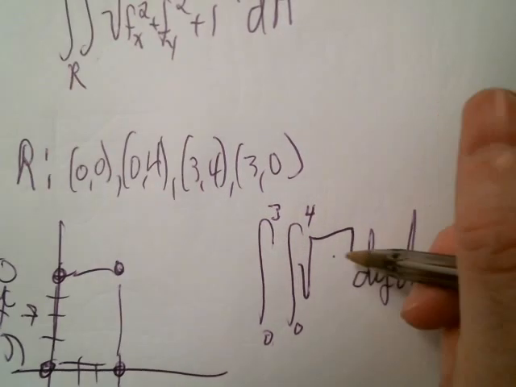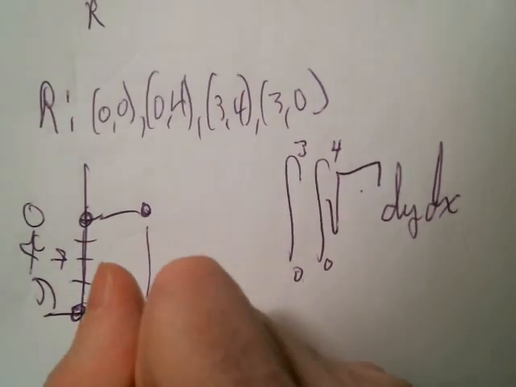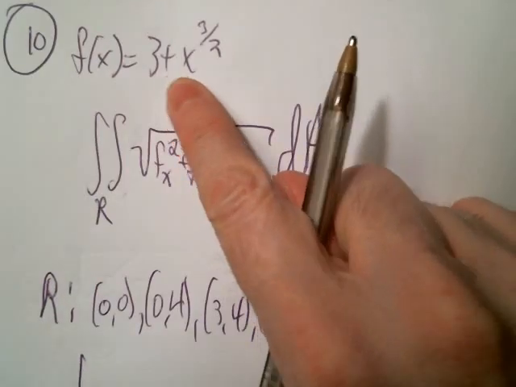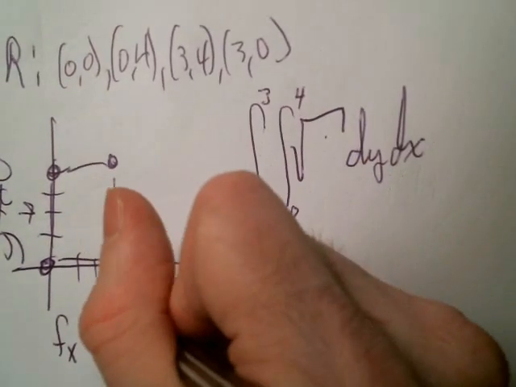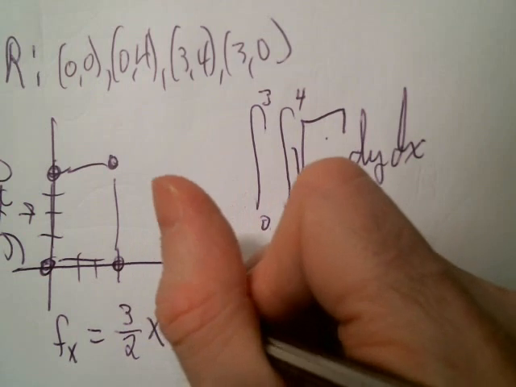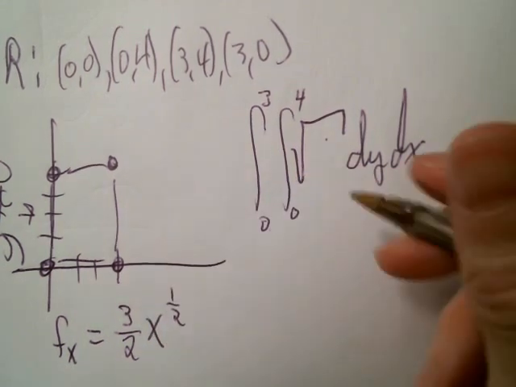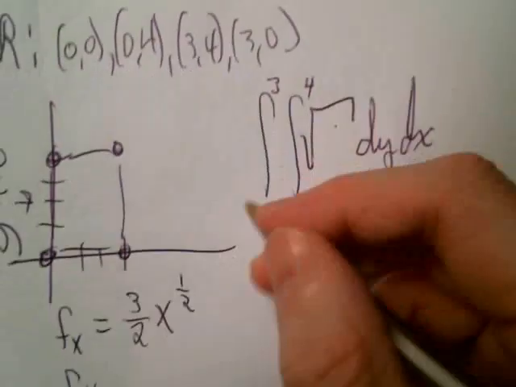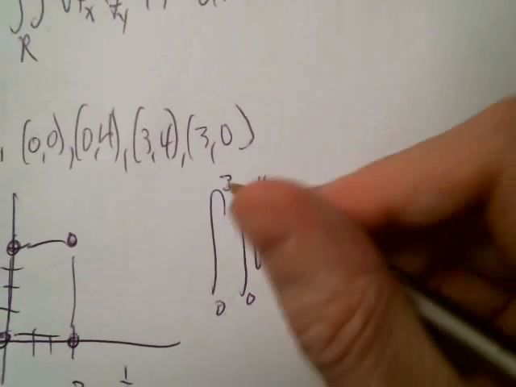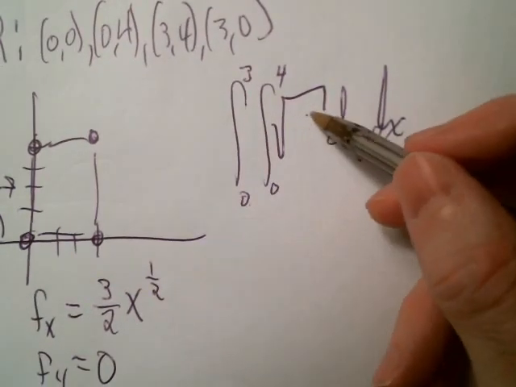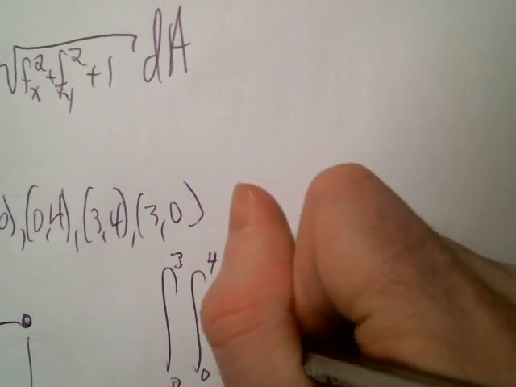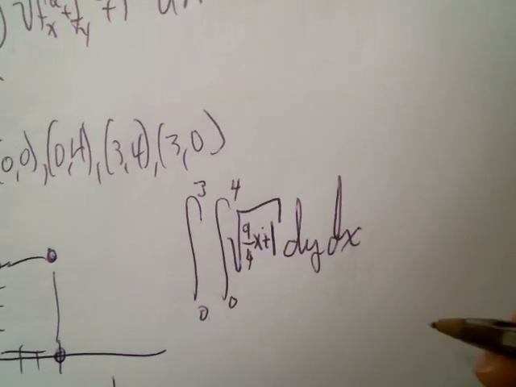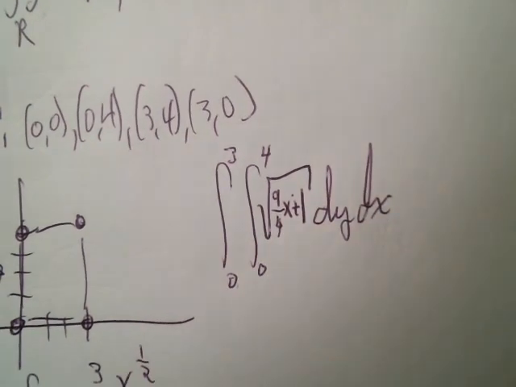And then inside here, the partial with respect to x, right? So the derivative of 3 with respect to x is 0, and for the derivative of this, use the power rule. Bring down the 3 halves, x to the 3 halves minus 2 halves is 1 half. And then for Fy, because this has no y's in it, you could just consider these both constants, and the derivative will be 0. So you're plugging this squared plus 1 squared into here. So you'll get 9/4 x to the 1 now, and then plus 1, and then plus 0. But at the end of the day, that's your integral.